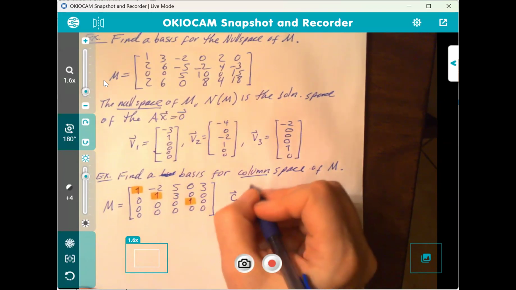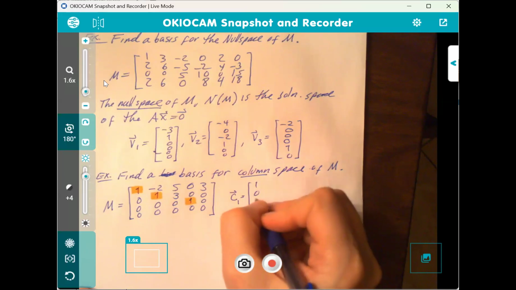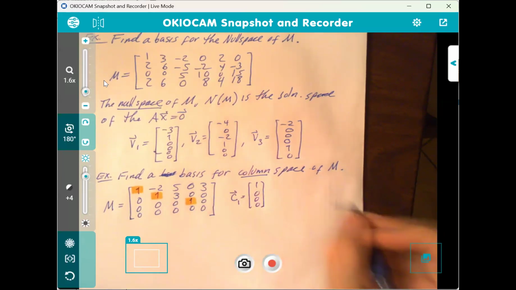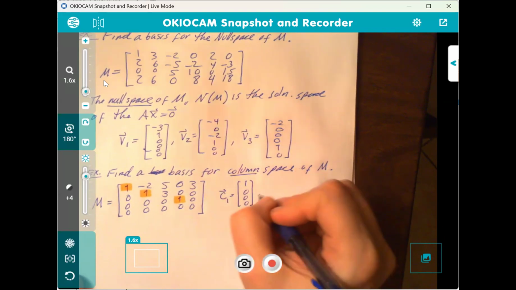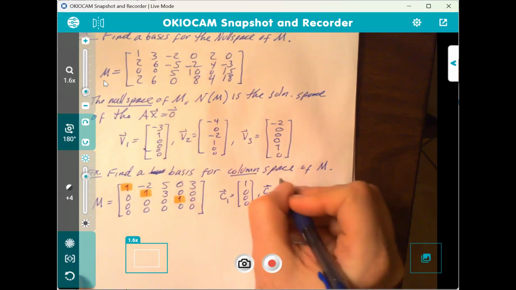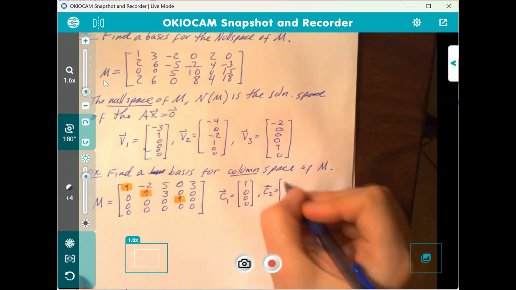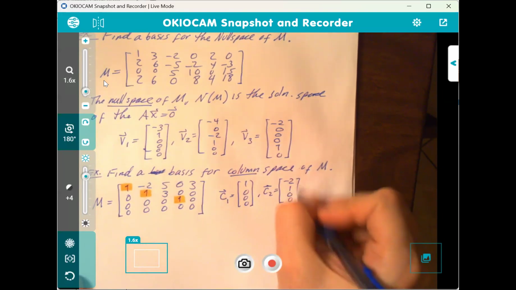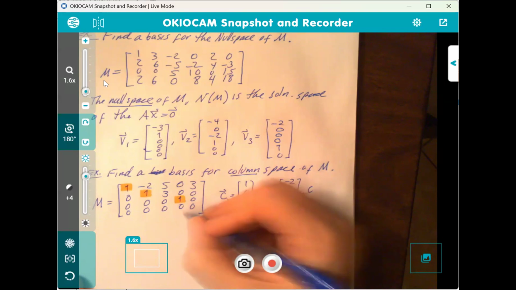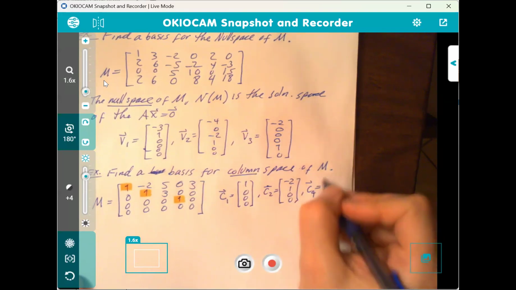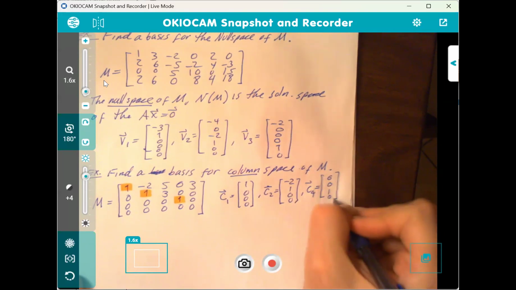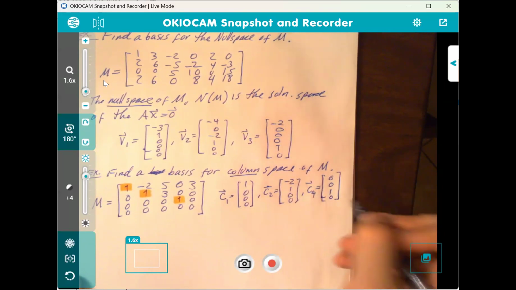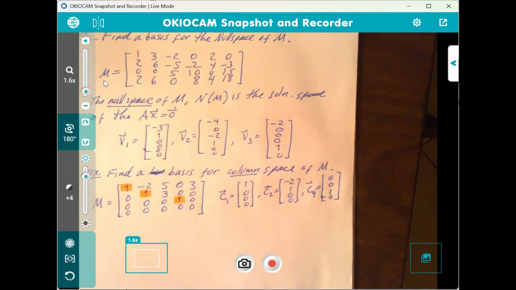Okay, therefore, the basis for column space, and I'll call it C1 for the first one. First one is going to be 1, 0, 0, 0. And then the second column space, C2, that's going to be -2, 1, 0, 0, and C4, right? C4 is going to be 0, 0, 1, 0. That's the basis for the column space of this matrix.